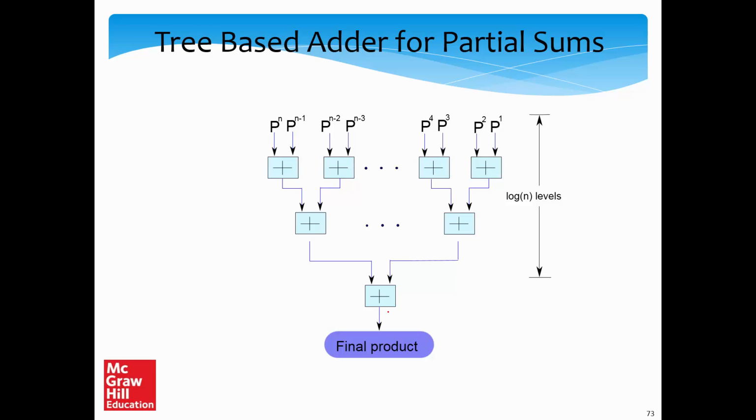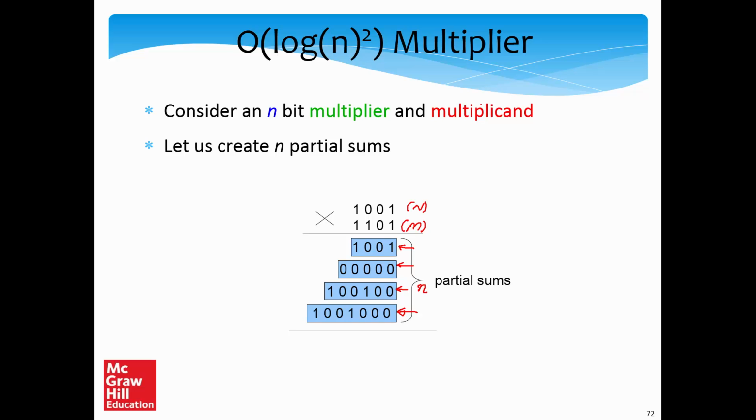For adding n numbers, we can have a tree of adders. We can add the first and second numbers here, the third and fourth numbers here, the n minus 3rd and n minus 2nd numbers here, and similarly we can have a tree of adders. If we take a look at the sizes of the numbers, the first partial sum is n bits long, and the last partial sum is 2n minus 1 bits long, right? So this is n over here and n minus 1 zeros.